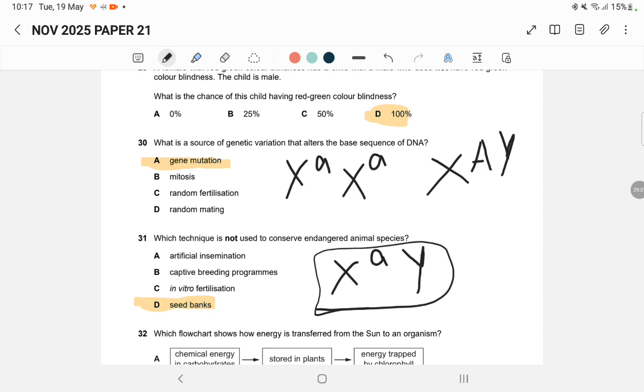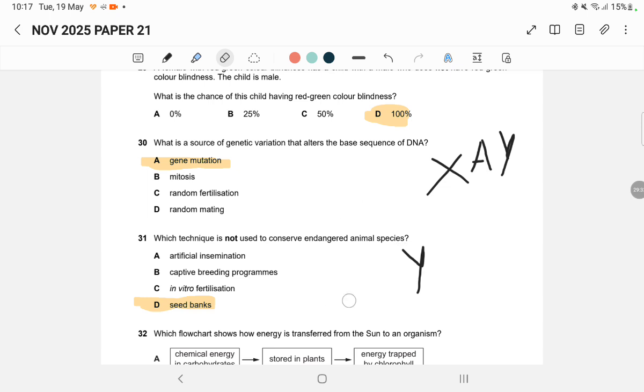But if it is a female, of course it will not be infected, because basically I have a small XA and a capital XA from the father's side. So basically the female will be a carrier, not infected.